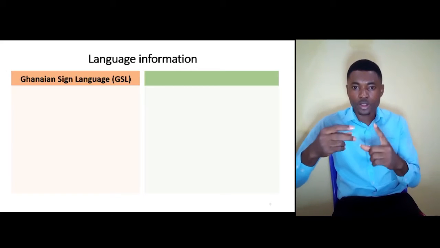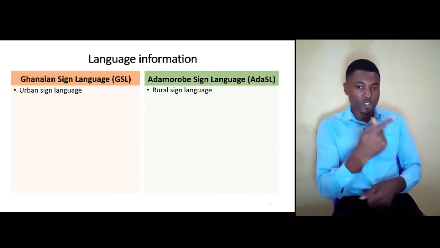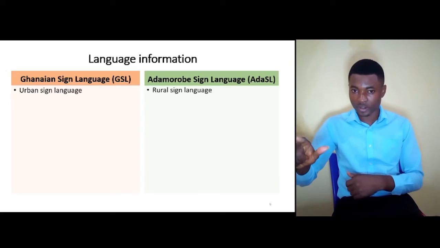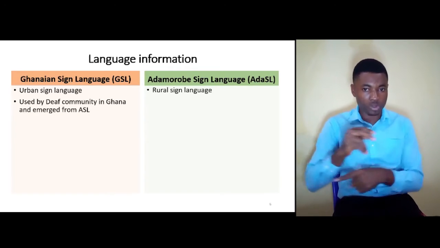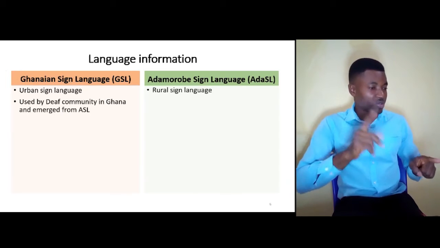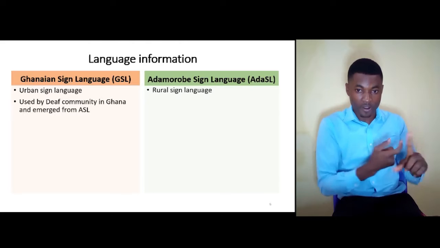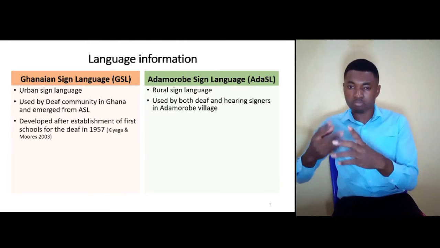My focus is to bring examples from Ghanaian Sign Language and Adamorobe Sign Language. These sign languages are referred to as urban and rural sign languages: Ghanaian Sign Language is an urban sign language, and Adamorobe is a rural sign language. Ghanaian Sign Language is used by the deaf community in Ghana and emerged from American Sign Language. Adamorobe Sign Language is used by both hearing and deaf signers in Adamorobe Village.